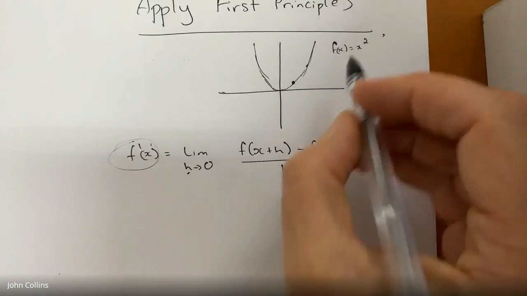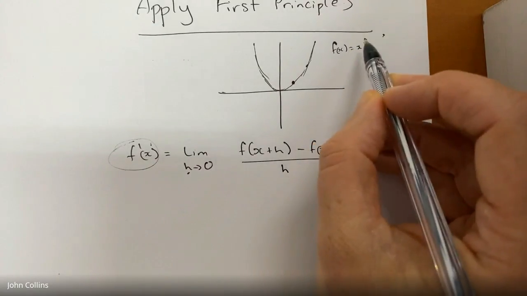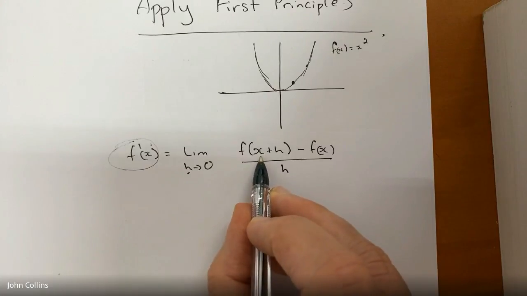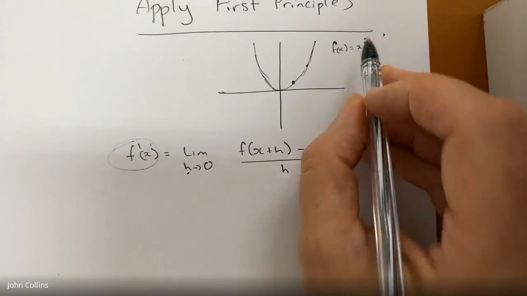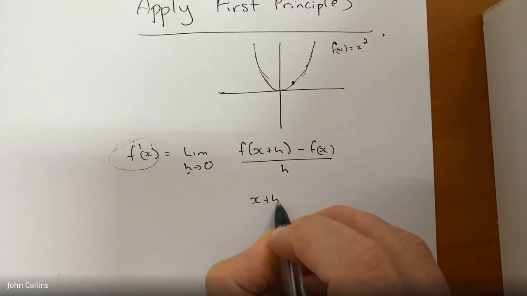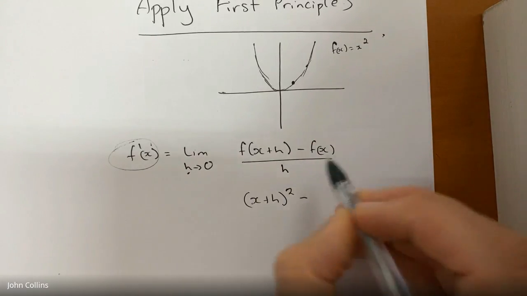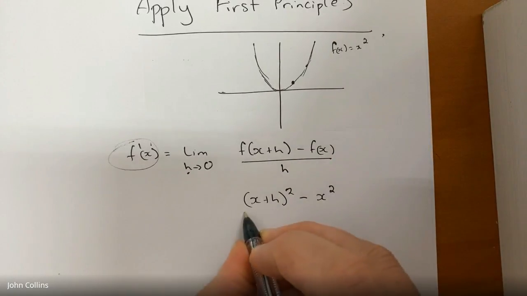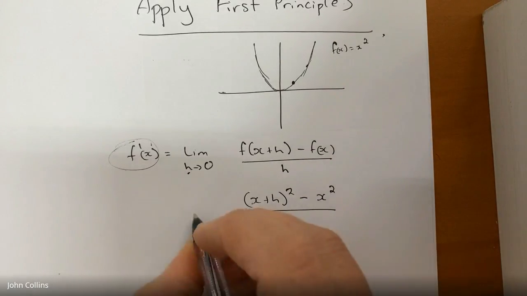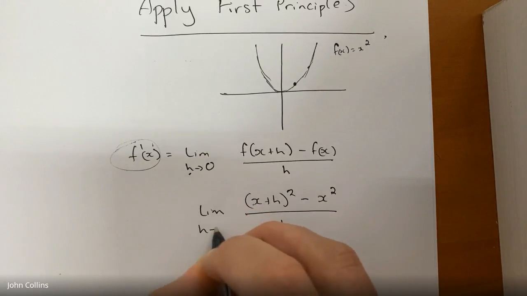Okay, so this time I actually have a function. I have x squared. So I need to find the function with x plus h put in it. So that's going to be (x plus h) squared. Take away the function with x put in it. Well, that's already there. Minus x squared. And that's all going to be divided by h. I'm going to eventually find the limit of that as h approaches 0.